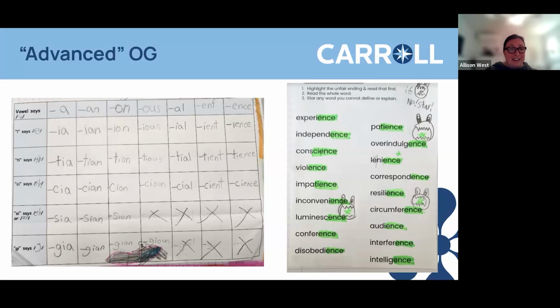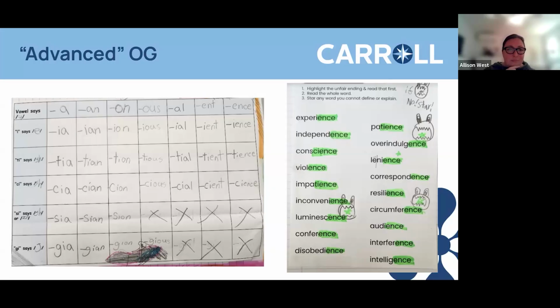This is the unfair ending grid. And once a student learns all of these unfair endings, which frankly don't play nice, they don't sound the way that they look, it unlocks so many more tools for decoding and vocabulary. And it provides opportunity for that collaborative discovery with students who are working in small groups. And students realize that they can actually read and understand way more.